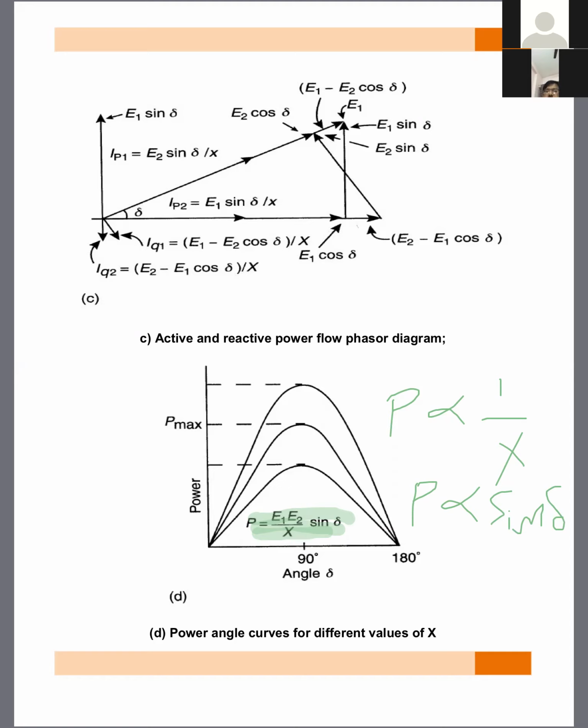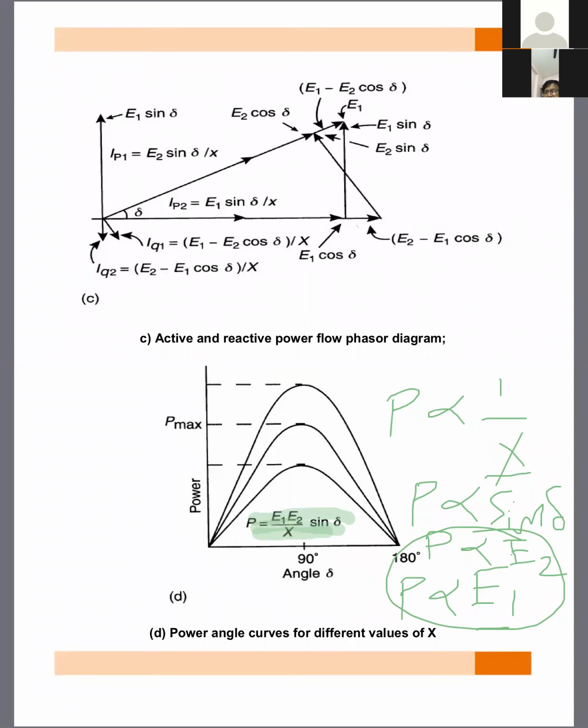So power is directly proportional to delta, and of course proportional to E1 and E2 also. But once you change the real power, if you change E1 or E2, the difference of the potential will change only slightly, so that the power flow change is very minimal. That's why we don't change E1, E2 for a real power change.